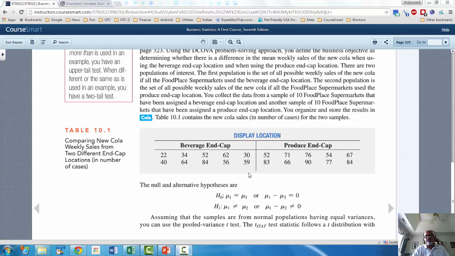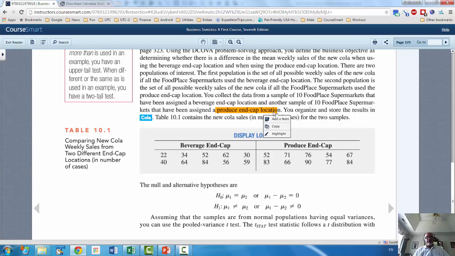This is weekly sales of a new cola that a company is introducing, and we want to test whether the weekly sales is different depending upon the placement of this new product. So we are looking at two possible locations. The first population is where we're going to place the new product using what is called the beverage end cap location. And the second population is the produce end cap location. So there are two possible locations.